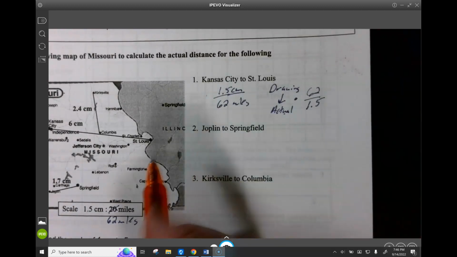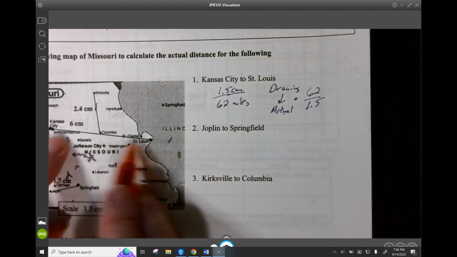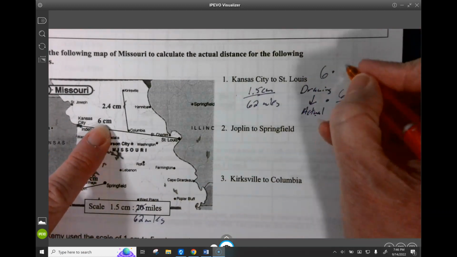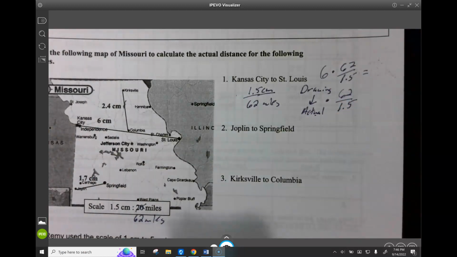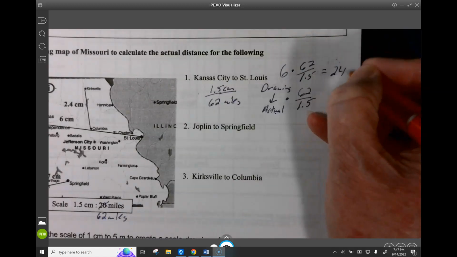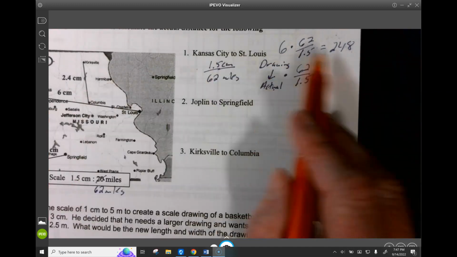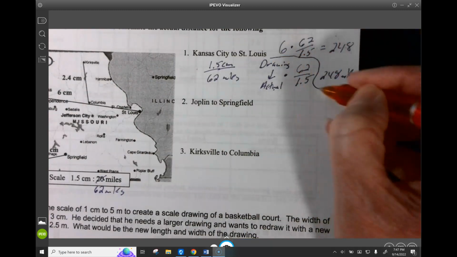Now, for instance, on this problem, Kansas City to St. Louis, it's already measured at 6 centimeters. So I'm going to take 6 times 62 over 1.5. Okay, pull out your calculators. And we get 6 times 62, and I got 248. Okay, so that means that 6 centimeters is 248 miles. And that's this problem right here.